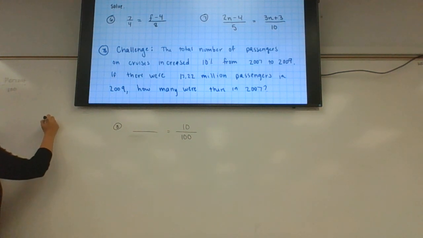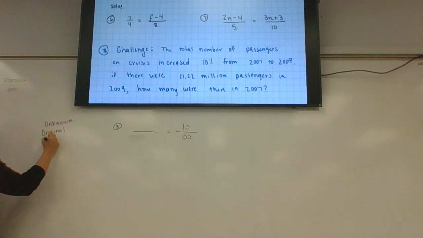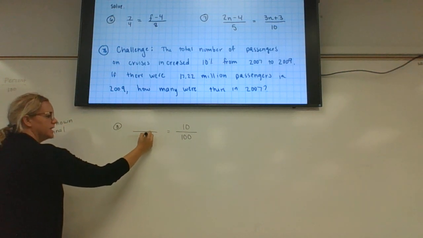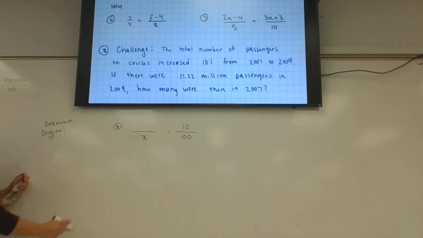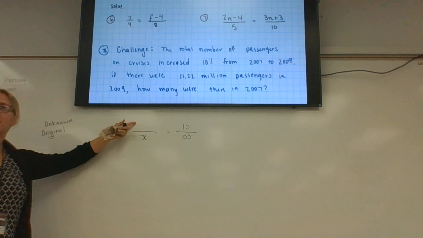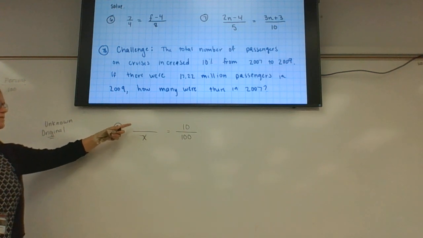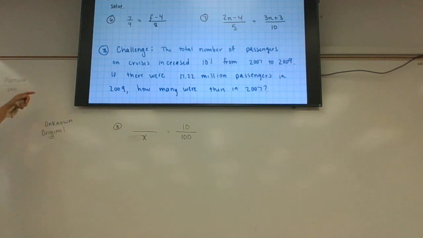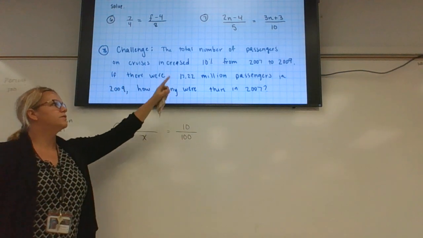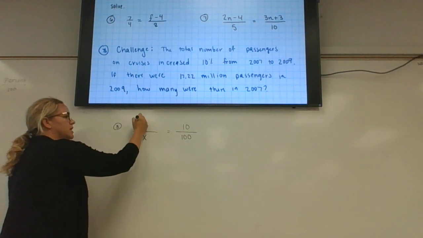2009 was 17. So I wrote this Tuesday in our notes. If the original is unknown, we're going to put X here. And if you don't know the original, you also don't know the amount it changed by. But this whole time we've been finding amount changed by subtracting the new from the original. So I'm going to subtract.